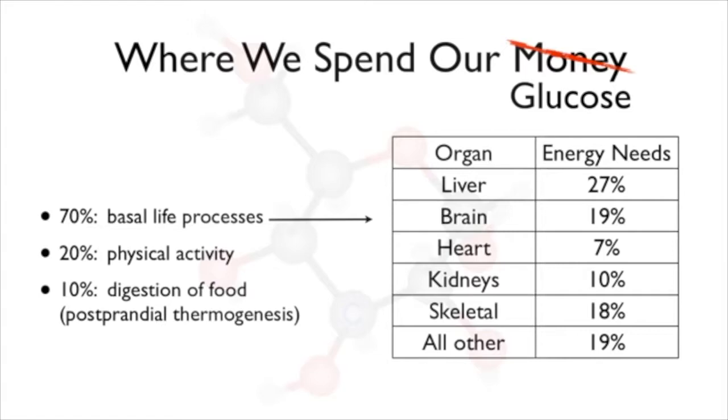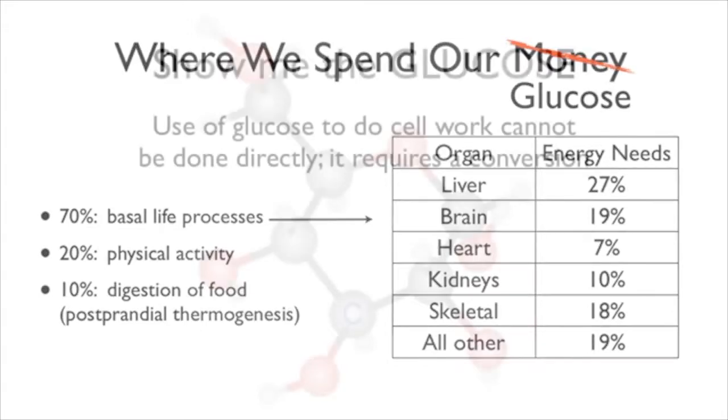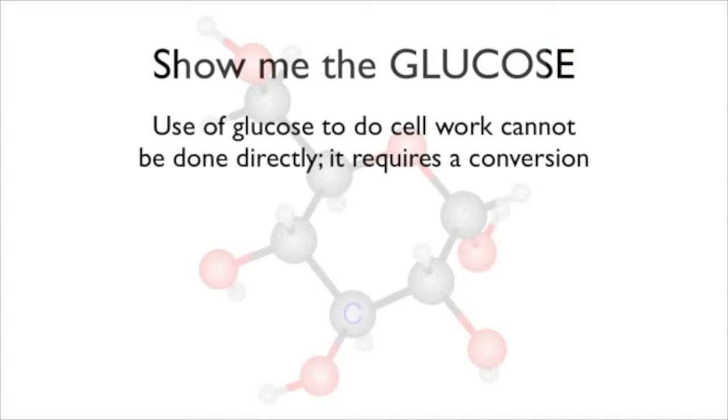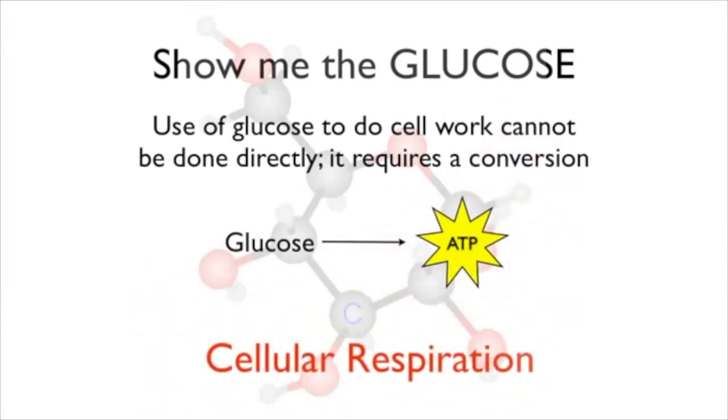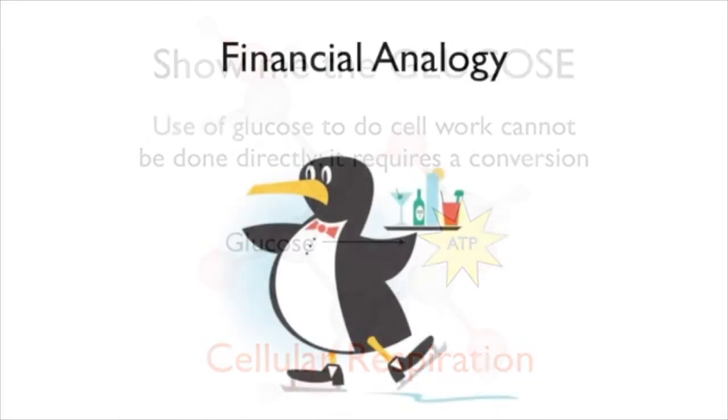We got physical activity, and then the digestion of the food itself also requires glucose. Now, here's the thing. The use of glucose doesn't directly fuel cell processes. You need to convert it into something else first. So you take the glucose, you run it through a series of reactions, and you convert it into ATP, and that's what cellular respiration is.